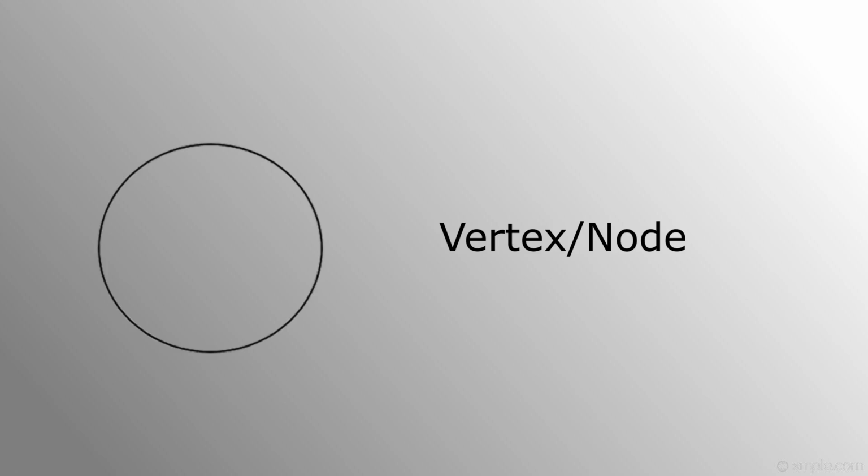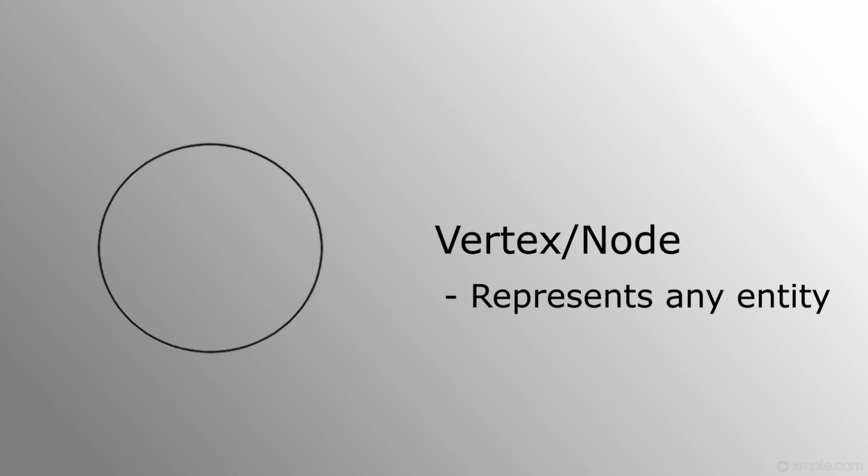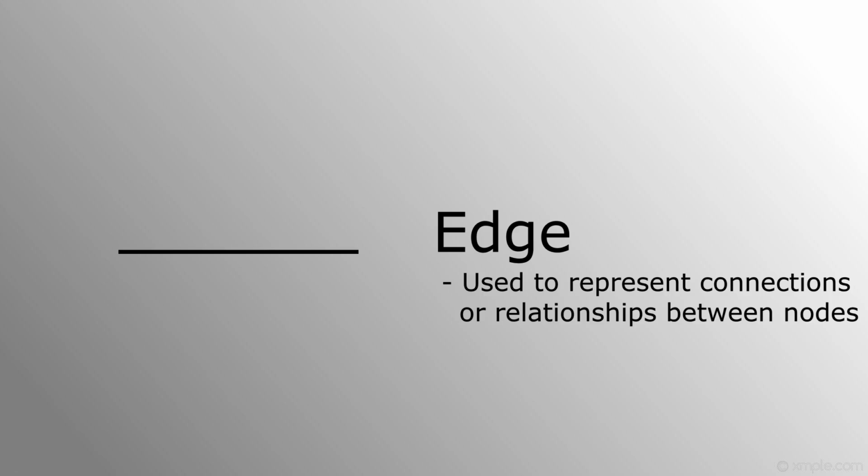Essentially, a graph is made up of two parts. See this circle? This is a node or a vertex. It represents any entity. See this line? This is called an edge. It represents a relationship between nodes. When you put these parts together, you get a graph.